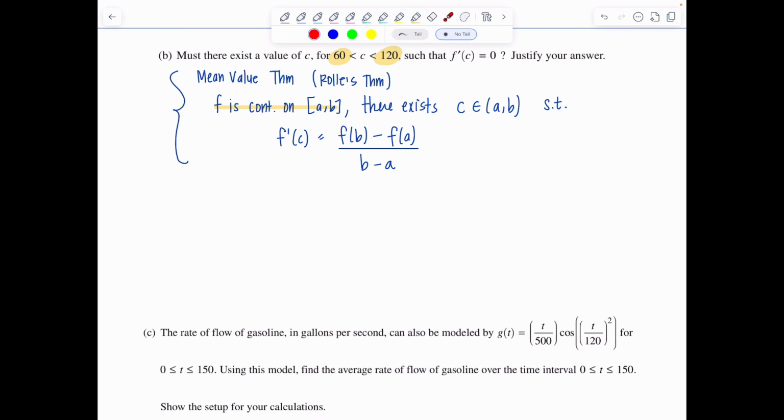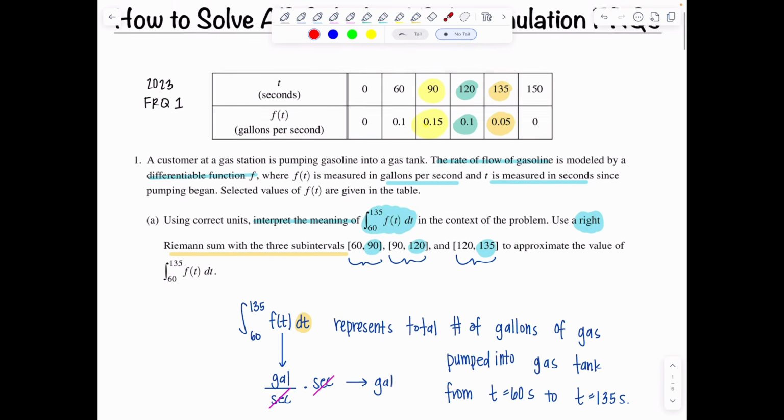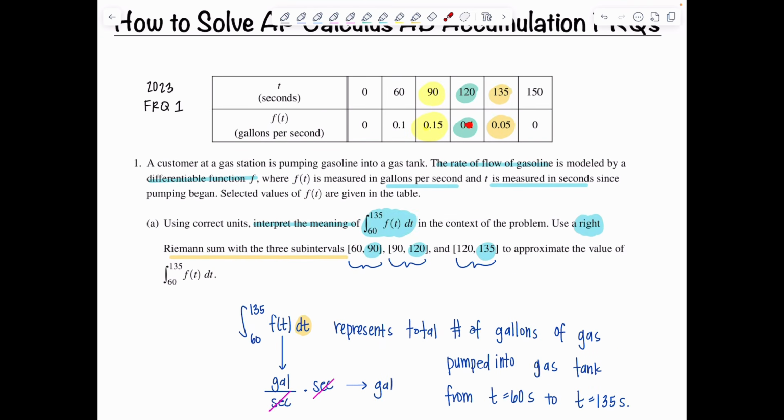Will it turn out that f prime of C should equal 0? Is f of 120 equal to f of 60? Let's go back and check the chart here. F of 120 is 0.1. And f of 60 is also 0.1. Okay, so yeah, that'll work out that f of 120 minus f of 60 is 0. Do I know that f is continuous though? Well, they told me something else about f that can help me figure the answer out to that question.